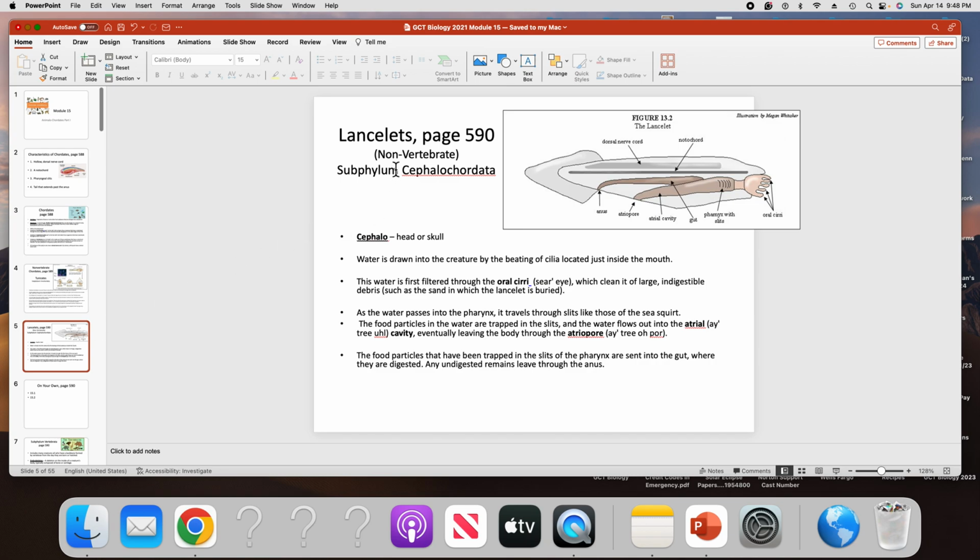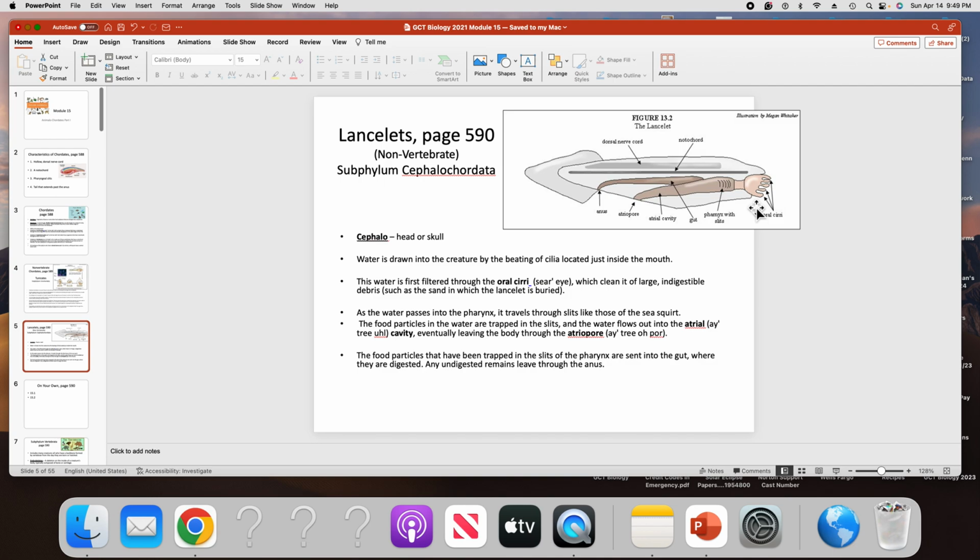Now we're going to look at another subphylum, Cephalochordata. You probably remember from our previous module when we talked about the cephalothorax, that cephalo means head or skull. So we're looking at this organism, the lancelet, and in this organism you can see water is drawn into the creature by the beating of cilia located just inside the mouth. So it would come in this direction. The water is filtered out by these projections called the oral cirri, which clean it of large indigestible debris, for example, sand, so that's not going through its digestive system.